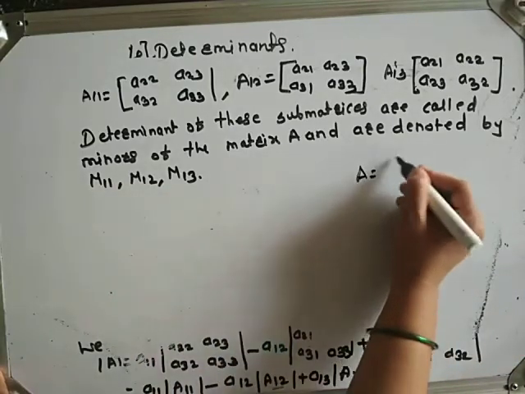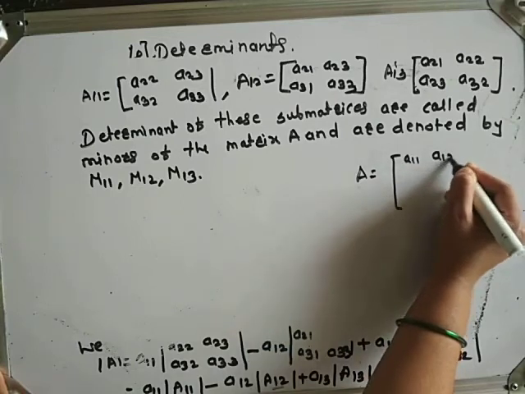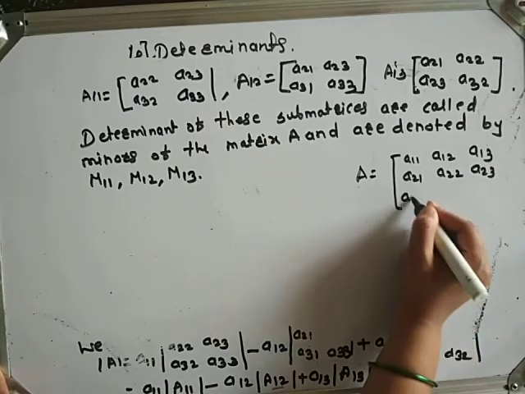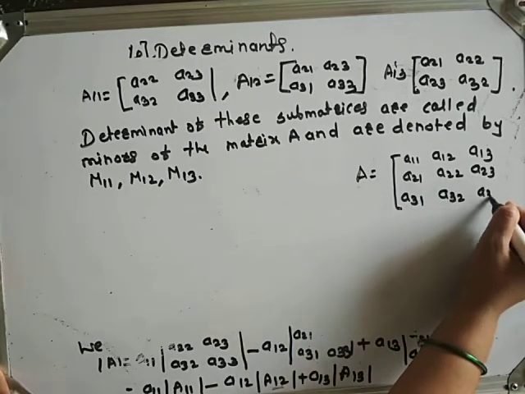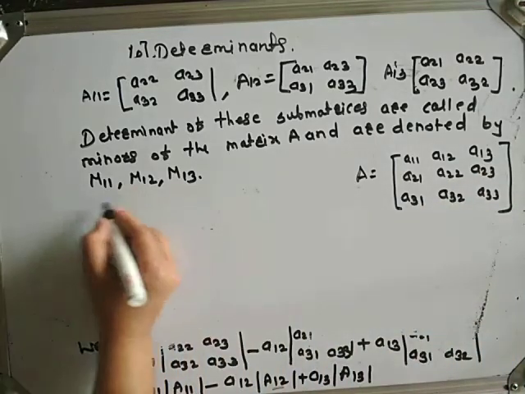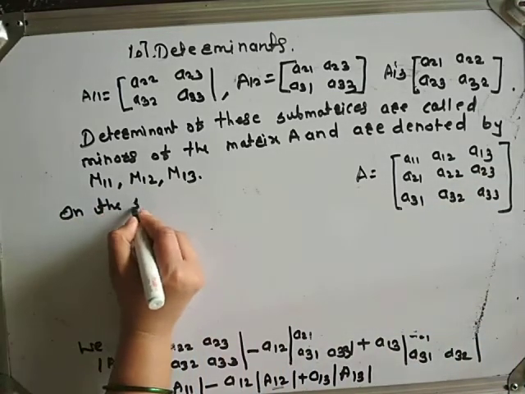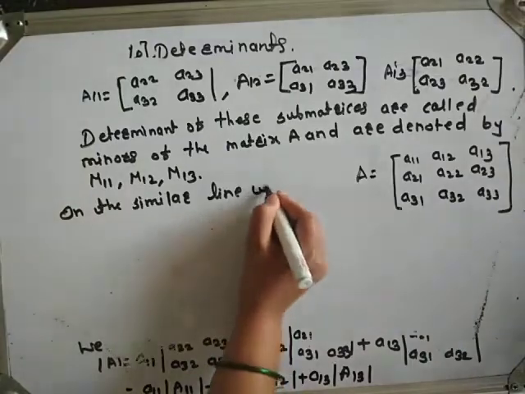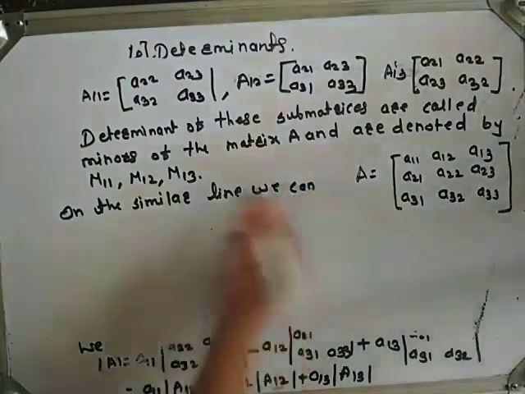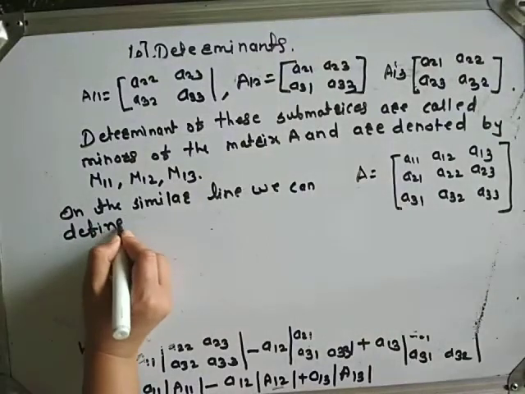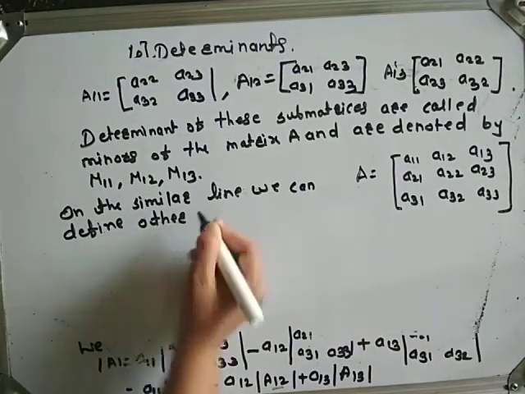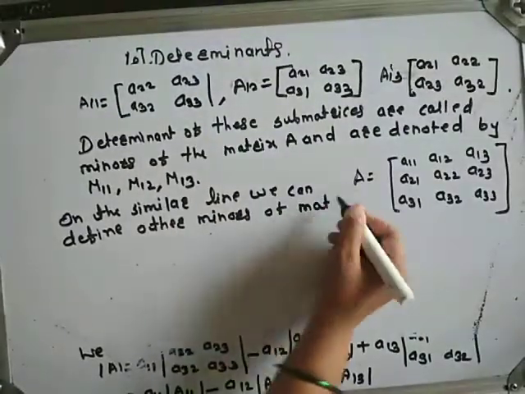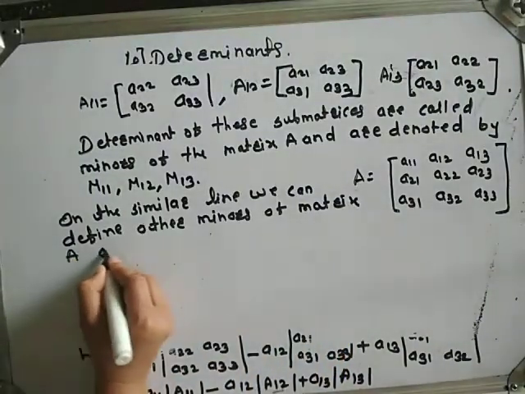This A matrix is A11, A12, A13, A21, A22, A23, A31, A32, A33. On similar lines, we can define other minors of matrix A as follows.